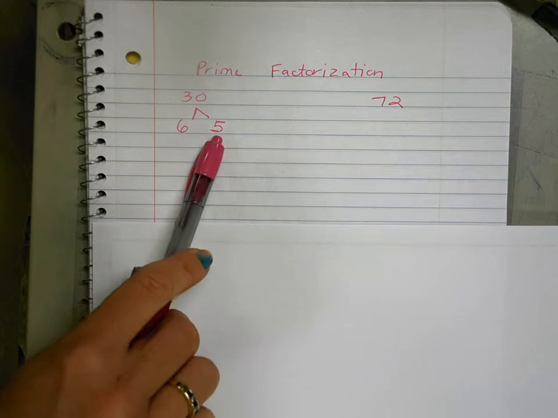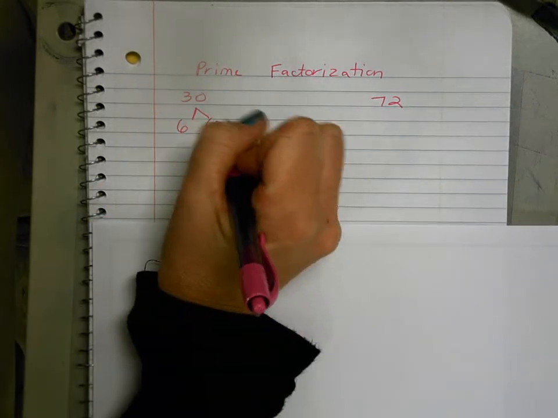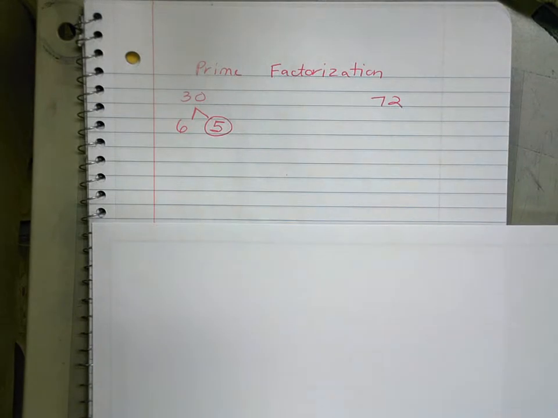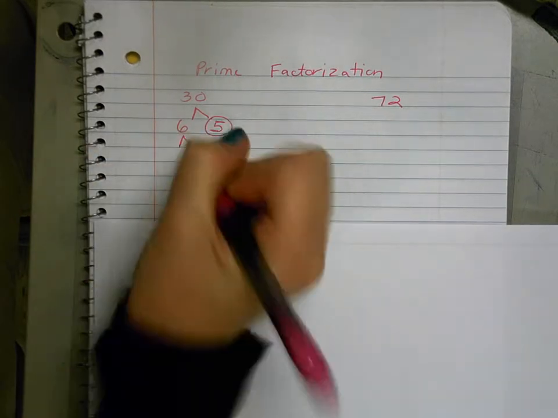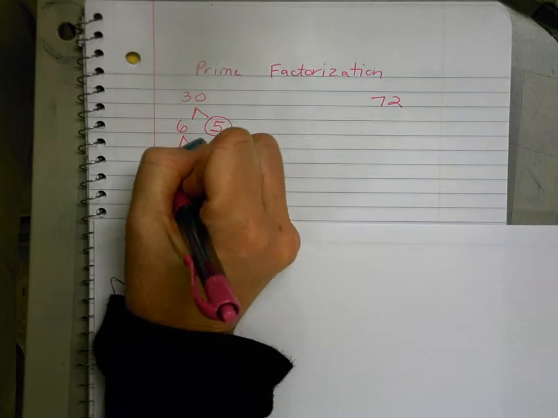And then I'm going to ask myself, is 5 prime? And it is. So I'm going to bubble it in. And when I bubble it in, that means it's a prime number and I'm done with it. What about 6? Is 6 prime? No, it's composite. And I know that because besides 1 times 6, we can also get 6 by multiplying 2 times 3.